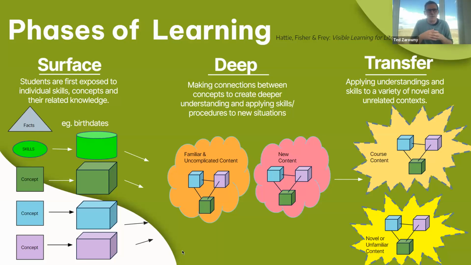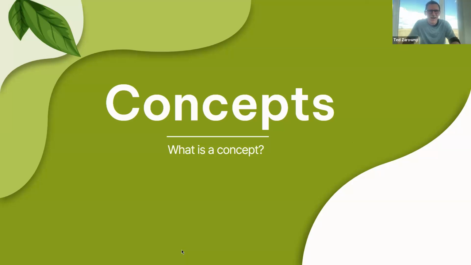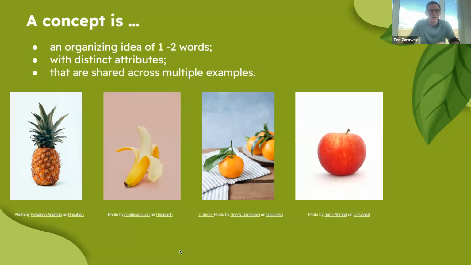So the foundation of all this is the concept. Just a really quick review of the concept, and then we're going to move on. A concept is an organizing idea of 1 or 2 words, such as fruit. Fruit has distinctive attributes, which is the second thing to remember about concepts. And those attributes are shared by all the examples given. There's something about a pineapple, a banana, an orange, and an apple that makes us classify it as fruit, because it has those characteristics.